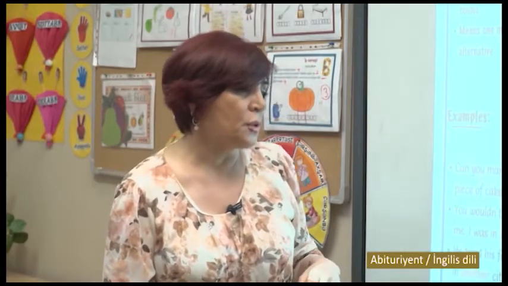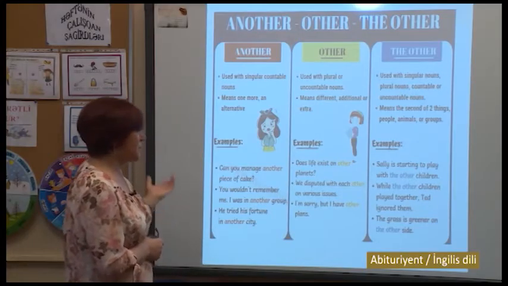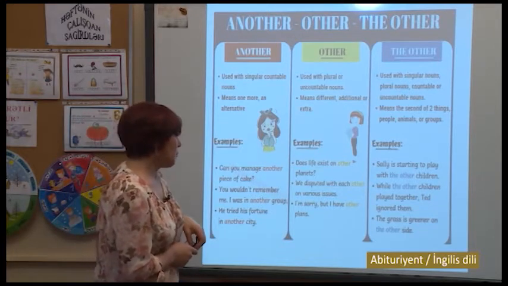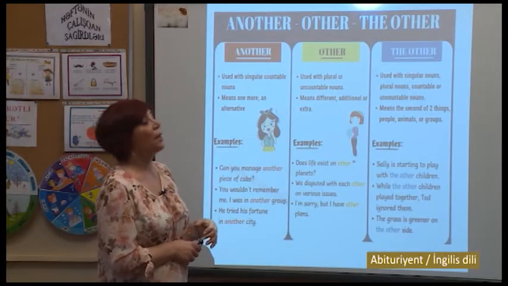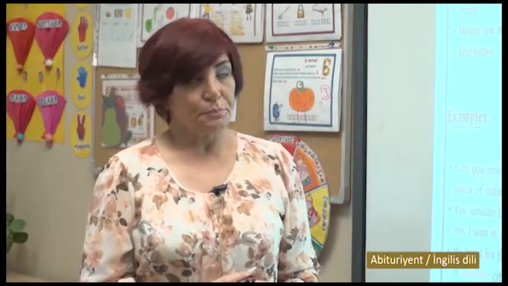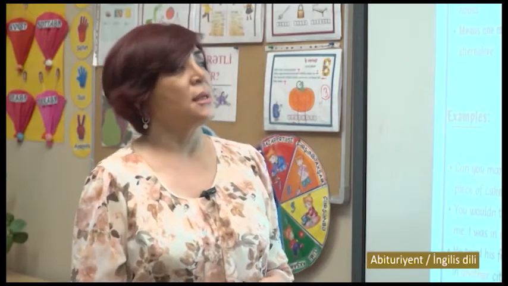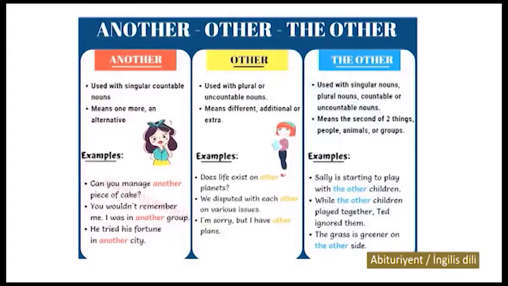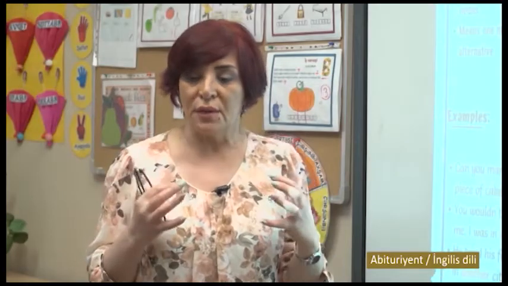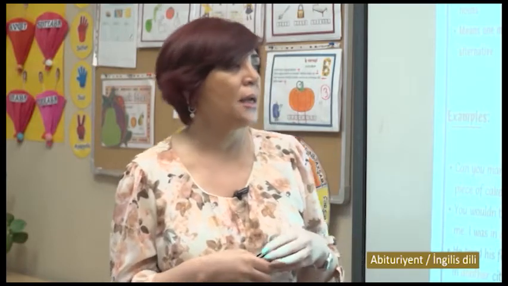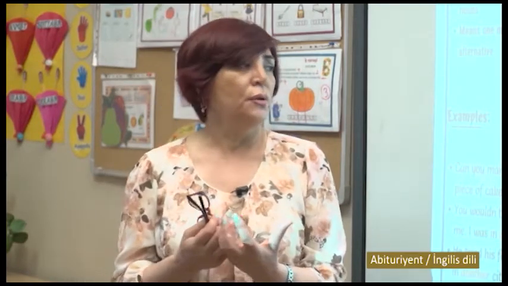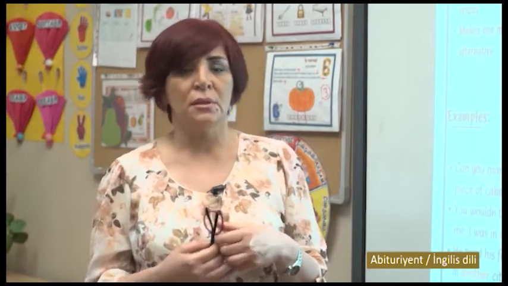We disputed with each other on various issues. I'm sorry, but I have other plans. It means that I have extra plans, I have additional plans. The other is used with singular nouns and with plural nouns. Why the article? We use the other if we speak about definite things, a definite person or definite objects. And its meaning is the second of two things, people, animals, or groups.